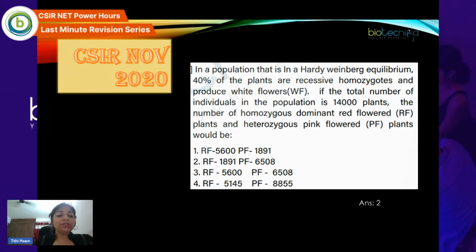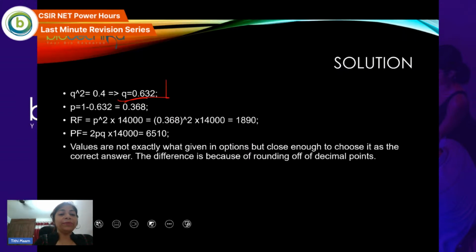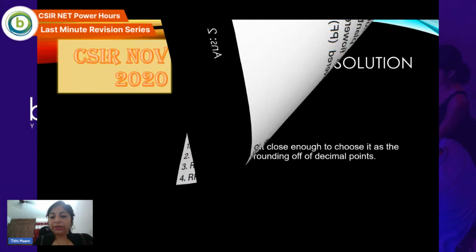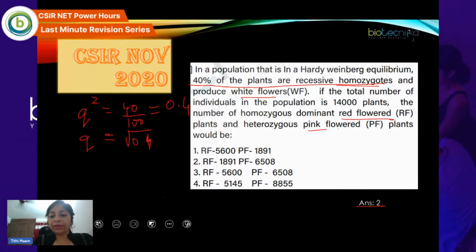Once you have calculated q, the next step will be calculating p, which is easy: 1 minus q. Now you have to calculate the number of red flowers and pink flowers. How do you get the number? You get the number by frequency multiplied by the population. Population number is 14,000. So this will give you the number of red flowers.